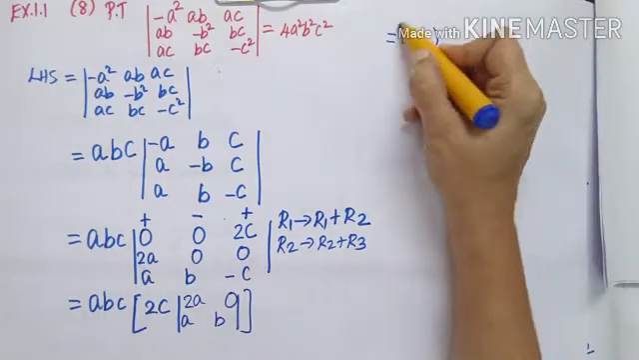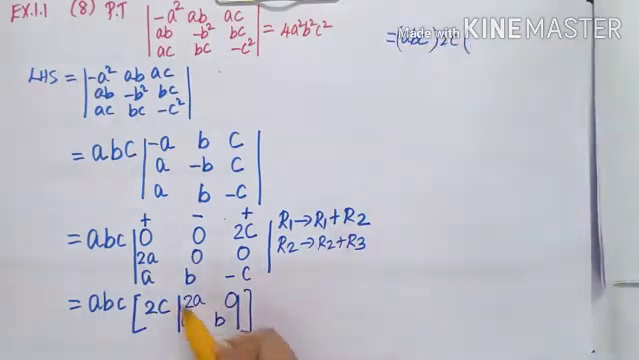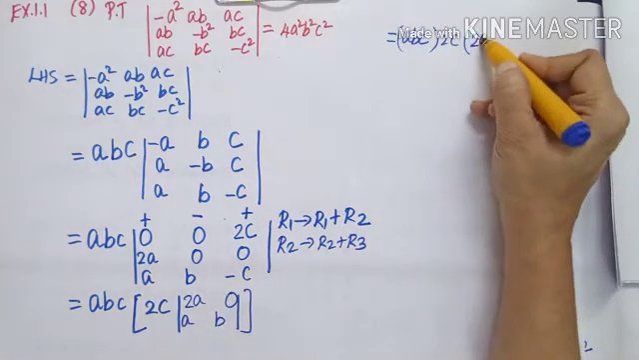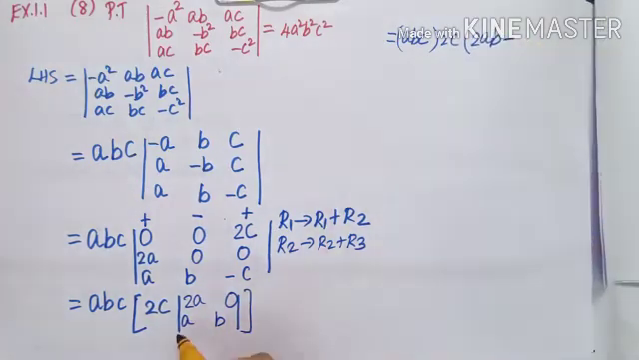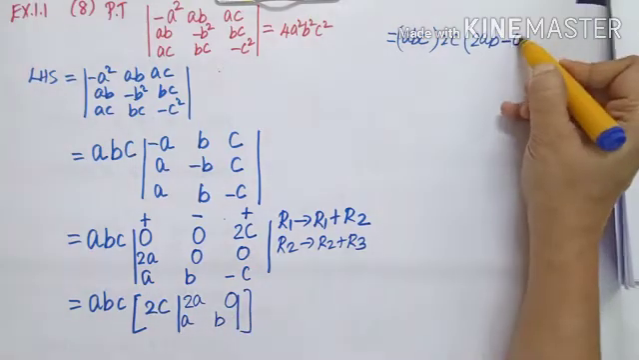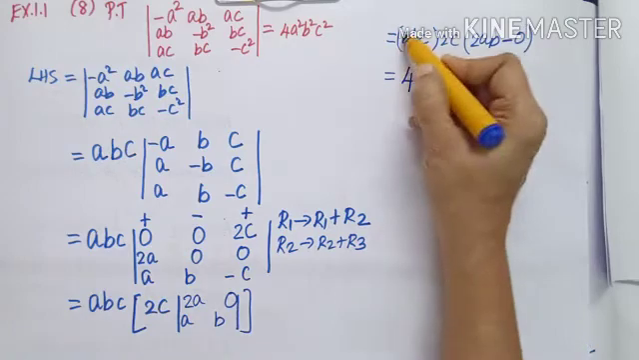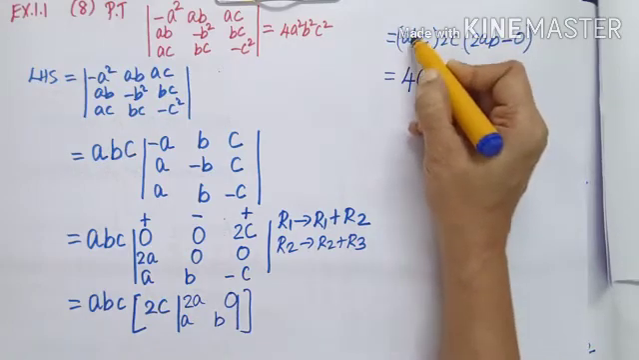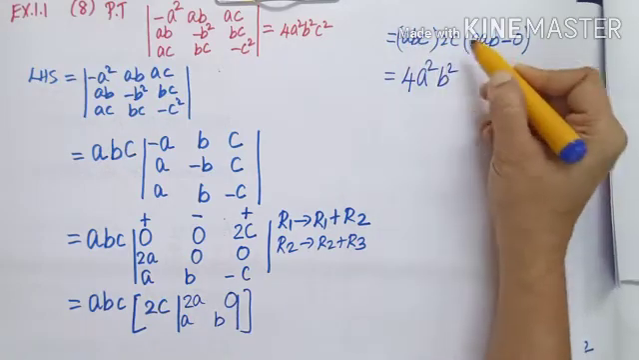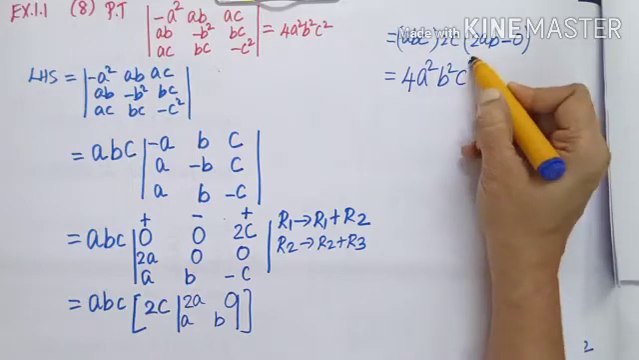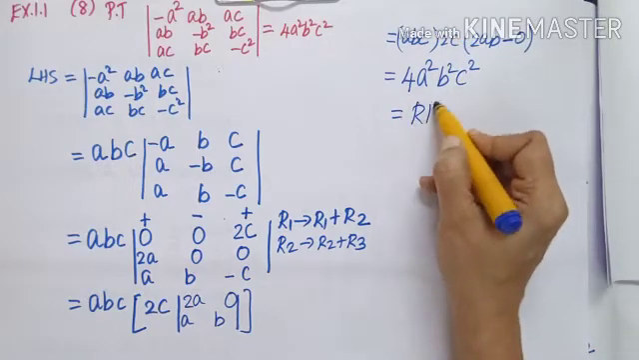2C is there. When I expand the determinant, 2AB minus 0 into A is 0. So we are left with 2 into 2, 4. A into A square, B into B, B square, and C into C, C square. This is the RHS.